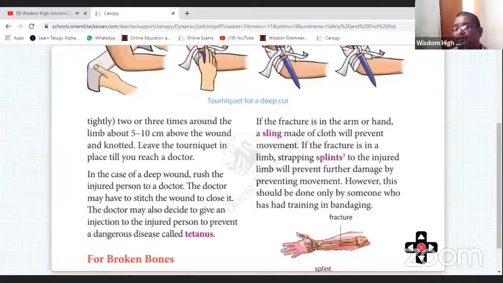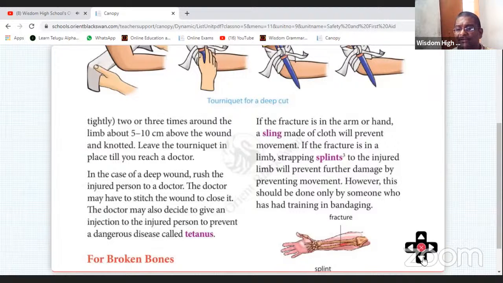So a doctor may give stitches, which means stitching the wound to close it. Next, he can give an injection. He decides whether the person is eligible for taking the injection or not. After deciding that, he can provide the injection. That is called TT, to prevent the dangerous disease tetanus.